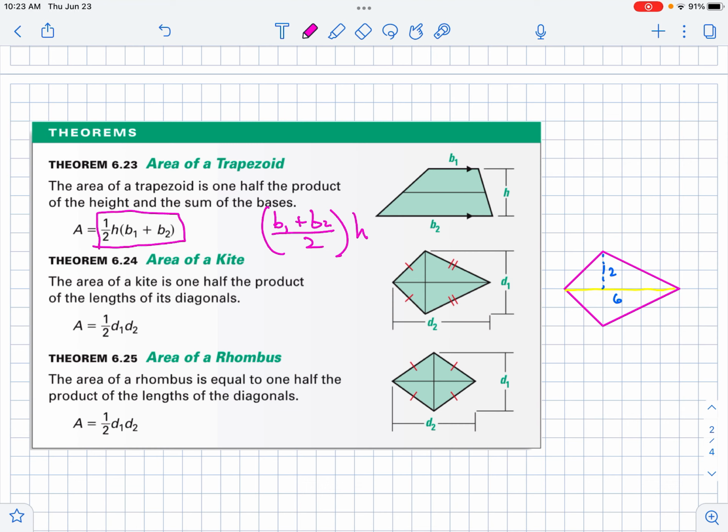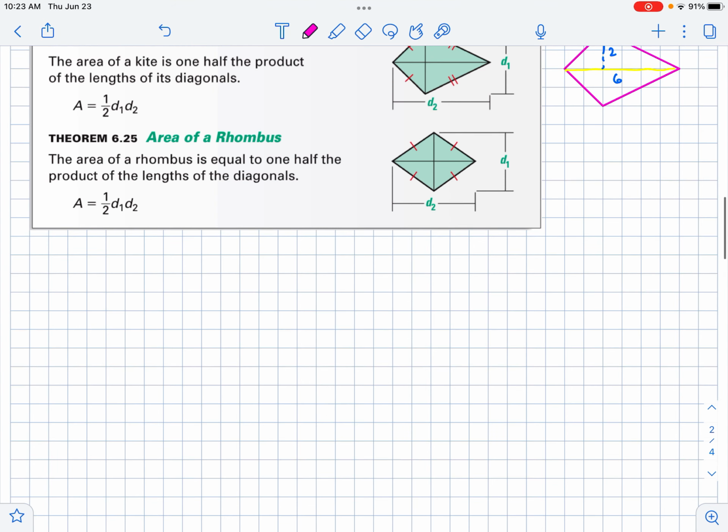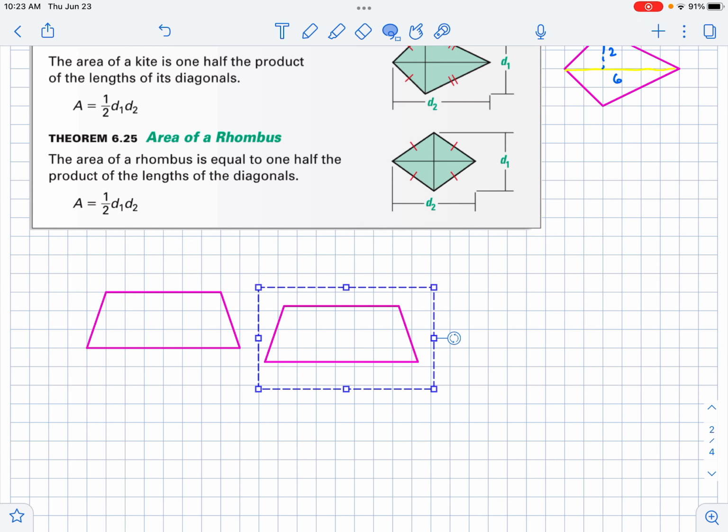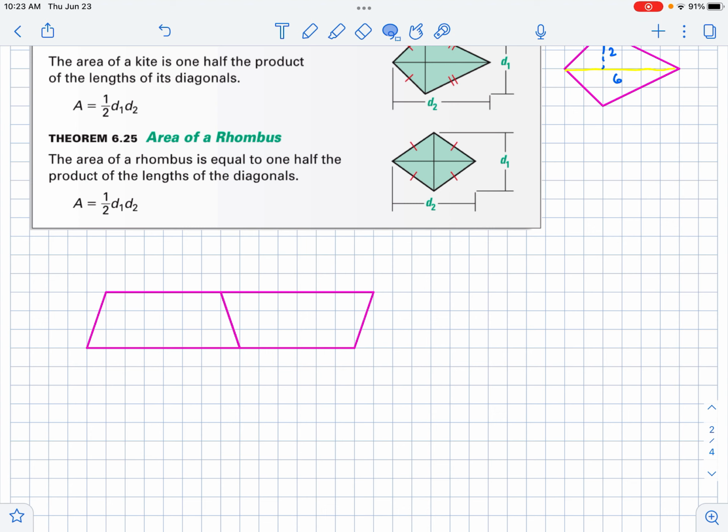Now, what I want to do is I want to explore this idea a little bit with a trapezoid. So let me just draw a trapezoid here. I'm going to just draw a regular trapezoid here, and for convenience sake, I'm going to make this an isosceles trapezoid. Okay, and what I want to do is I want to copy this trapezoid. So copy. And then I want to paste it, and then I'm going to turn it over like this. There.